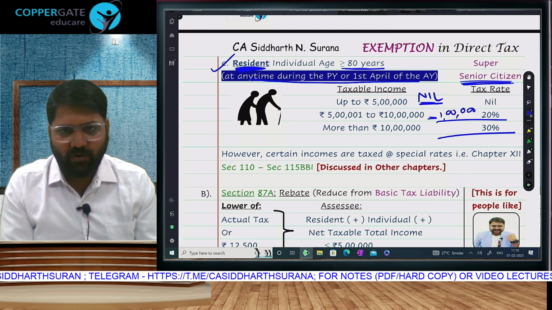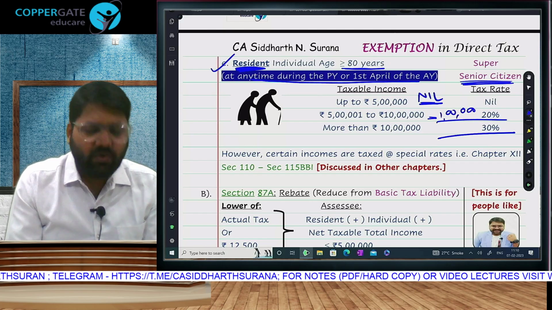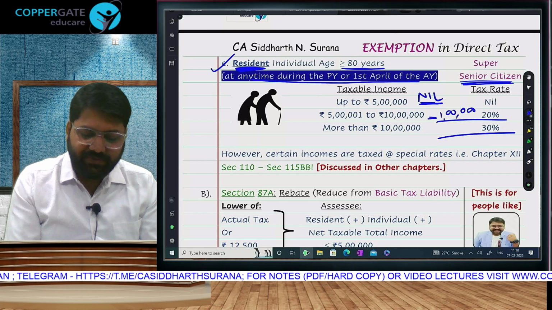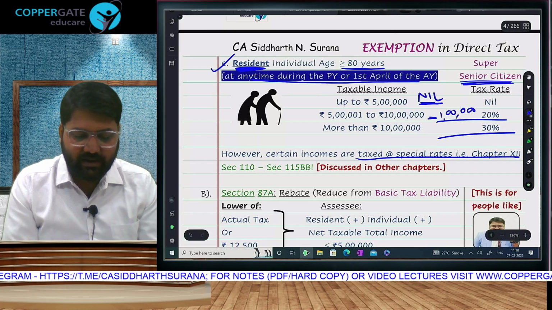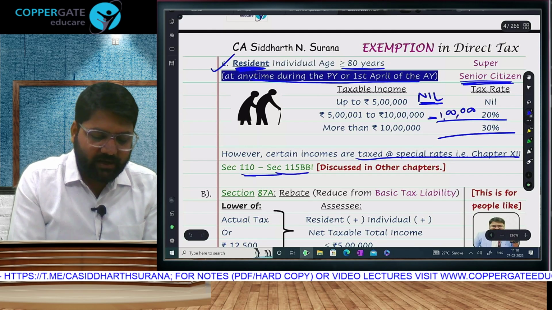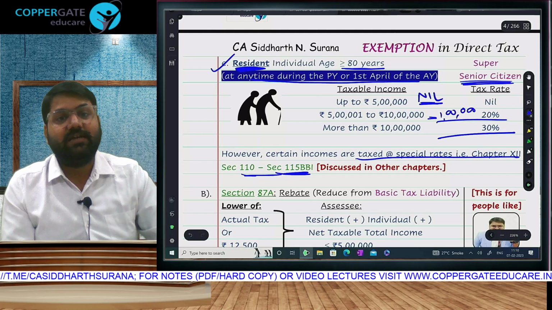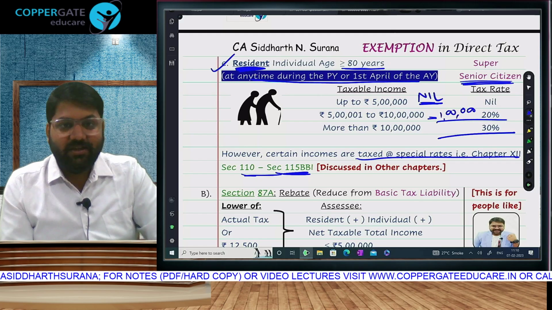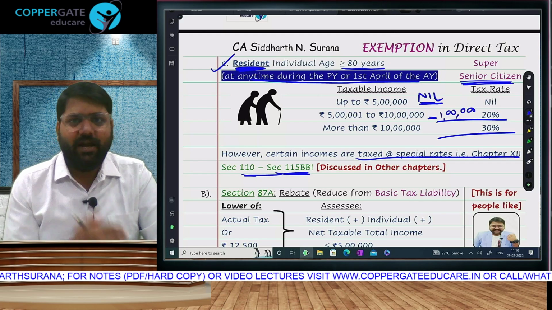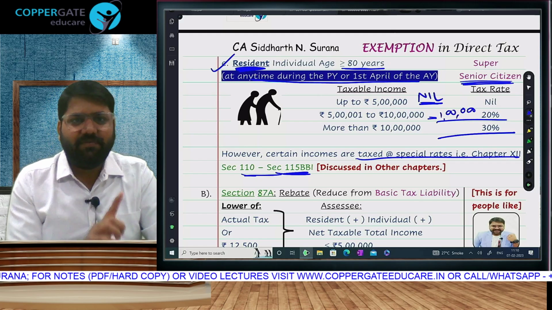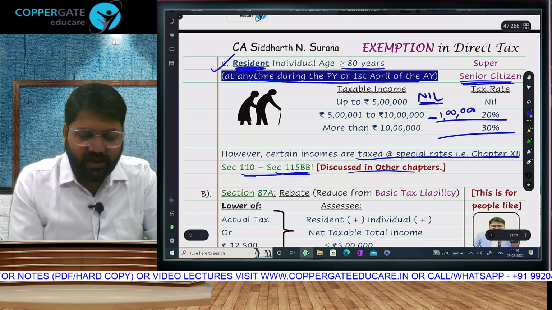And I have already told you that these are only the normal tax rates. There are some incomes which are going to be taxed at special rates. Section 110 to 115 BBI. So till last year it was only BBG. Now auntie has added BBH and BBI. There are 2 amendments that we will discuss obviously in special rates of tax chapter.